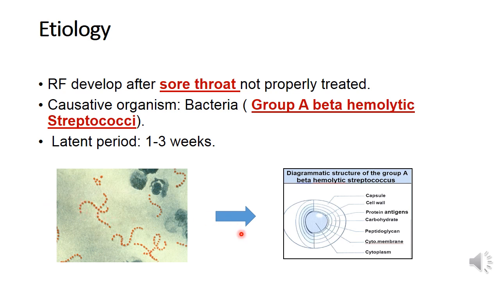And to the right is a diagrammatic structure of the group A beta hemolytic streptococcus concerning the capsule, the cell wall, and the cytoplasm, the contents of the cell wall, and the outer capsule, including the protein antigen, the carbohydrates, the peptidoglycans, and the cytomembrane.